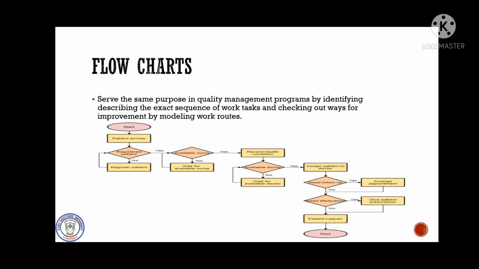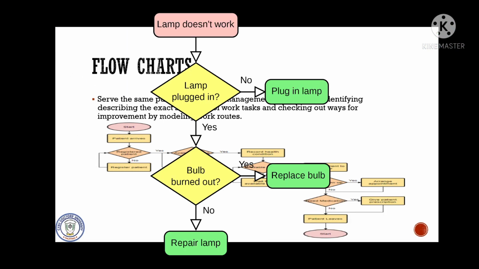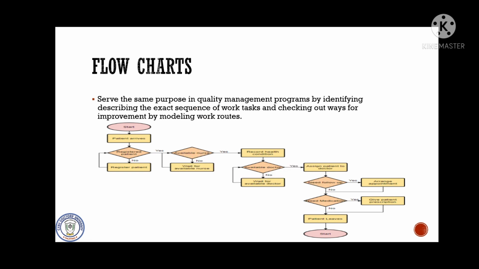One of the 7 methods by Deming is the flowcharts. Quality management borrows the techniques and symbols of logic flowcharts used by management information system specialists to chart and analyze the specific process of information flow. They actually serve the same purpose in quality management programs by identifying and describing the exact sequence of work tasks and checking out ways for improvement by modeling alternative work routes. Usually, flowcharts are seen in government agencies where they show the step-by-step process of the entire thing that you're going to do, like getting a new ID or getting a birth certificate.